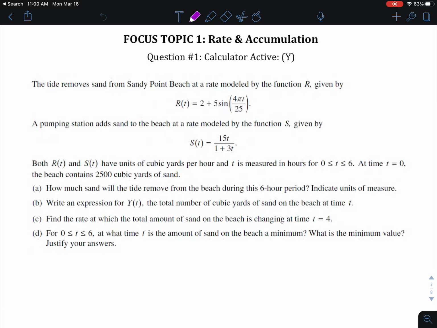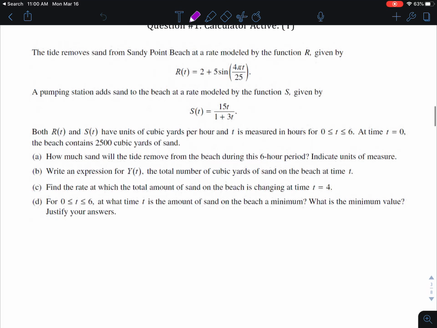The first problem is calculator active, and it concerns removing sand from Sandy Point Beach at a rate modeled by R and pumping sand onto the beach at a rate modeled by S. Both R and S have cubic yards per hour. This is important in terms of how we respond. It also identifies that these are two rate problems, which is really the derivative of something. And T is measured in hours from 0 to 6. At time T equals 0, the beach contains 2,500 cubic yards of sand.